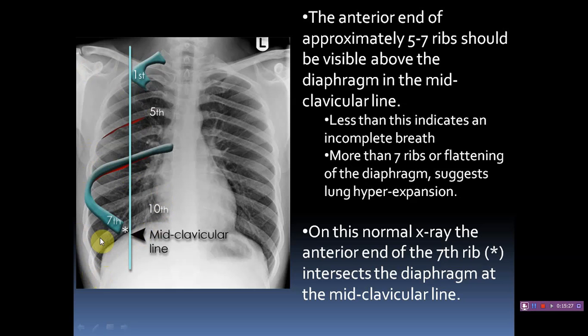If it is more than 7, it is not absolutely fine, it's actually wrong. It is like a hyperexpansion of the lung. It suggests hyperexpansion of the lung.